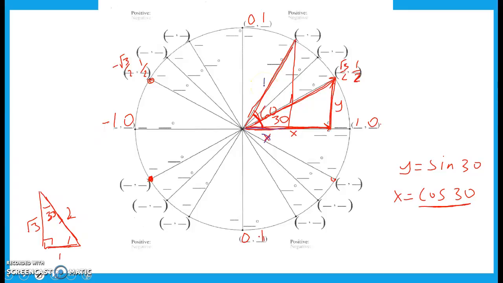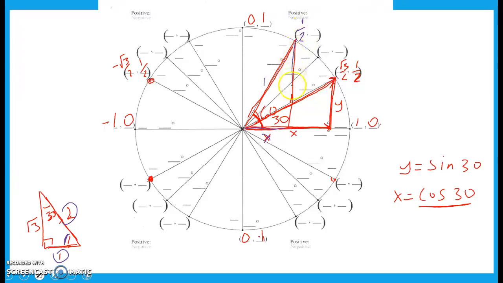So x is going to equal the cosine of 60 degrees. Well, here's my 60-degree angle. The cosine is the adjacent over the hypotenuse, which means that is 1 over 2. And so the cosine is a half. So that means the x-coordinate is a half.